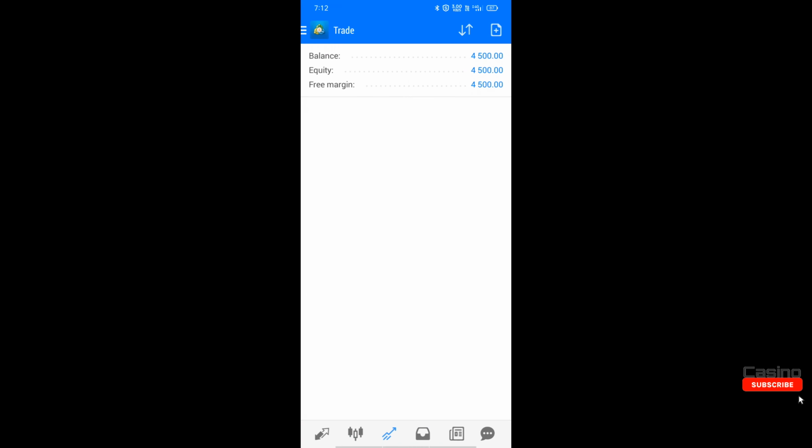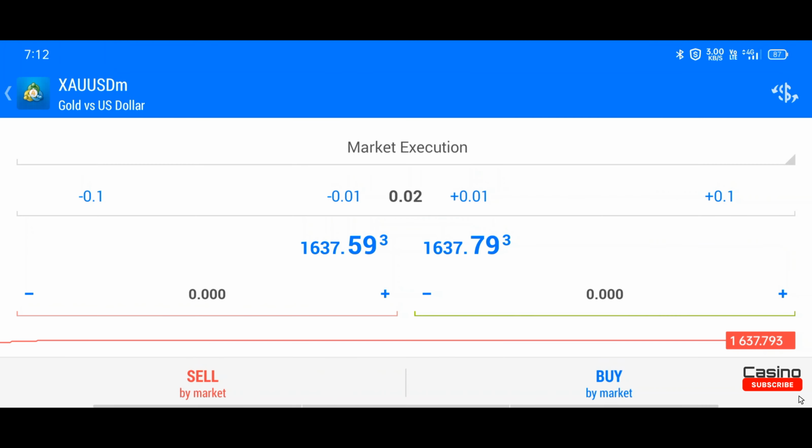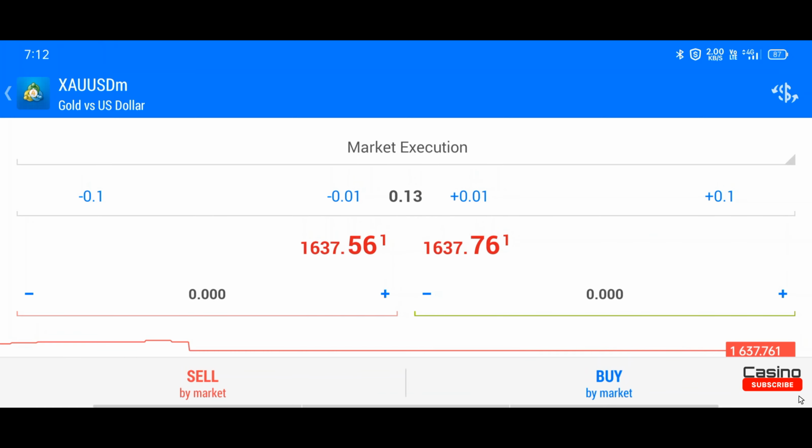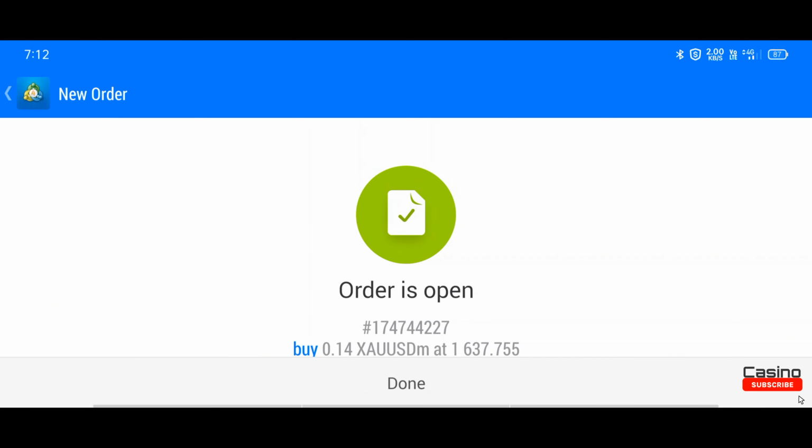I have $4,500 in this account. Let's see if we can grow it or shrink it. This will be known later in the video. First we will apply a trade because the market is in the right place right now, by which our risk can also be minimized. I am using 0.14 lot size here. See you after applying the trade.